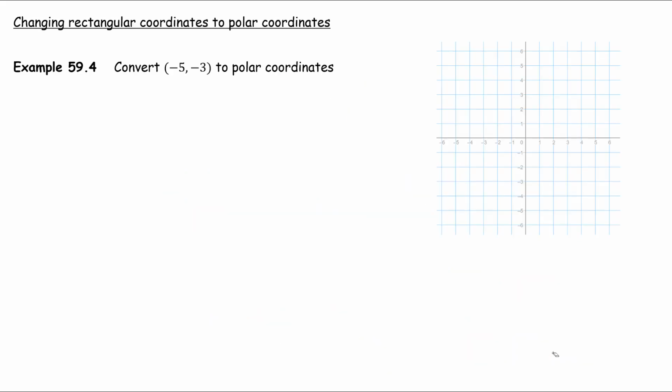All right, now we're going to change rectangular coordinates to polar coordinates. Be sure that you know how to change polar coordinates to rectangular coordinates. You've been doing that for a couple of weeks now. I hope that you have got that nailed down. Now we're going to do it the other way. We're going to convert from rectangular coordinates to polar coordinates. So we want to convert (negative 5, negative 3) to polar coordinates.